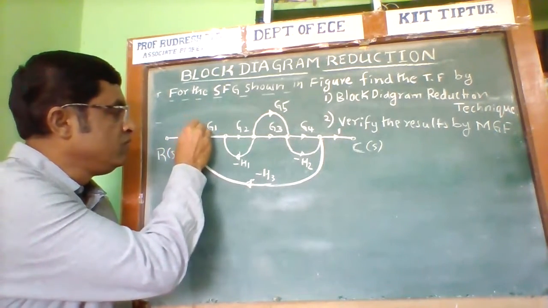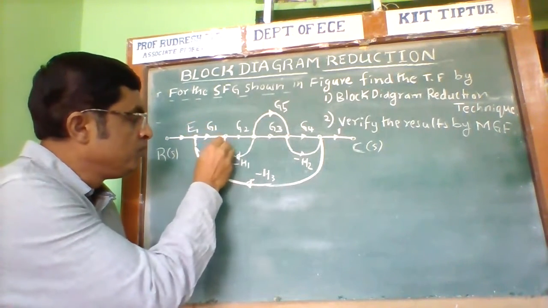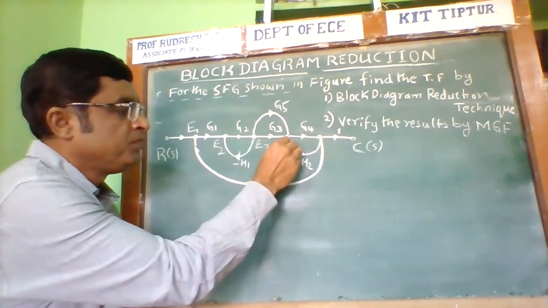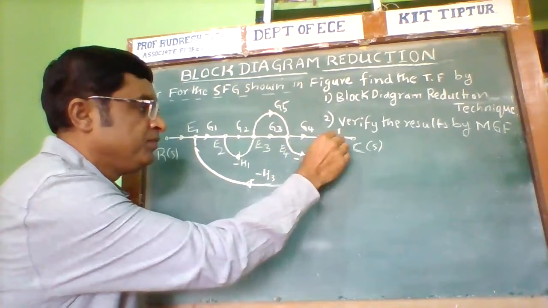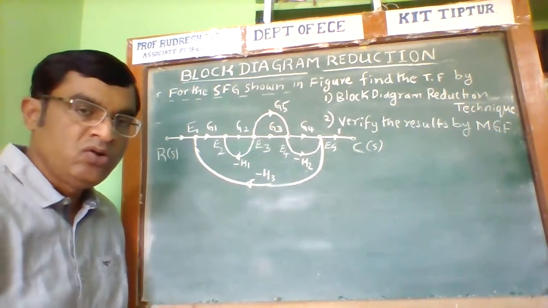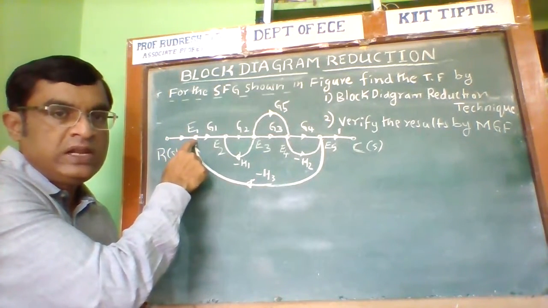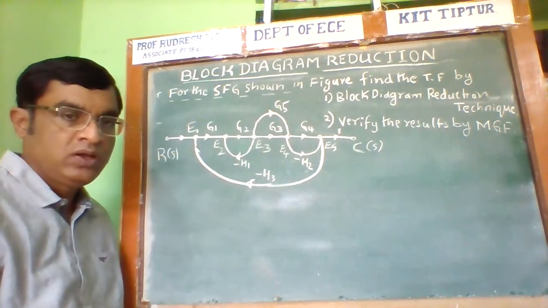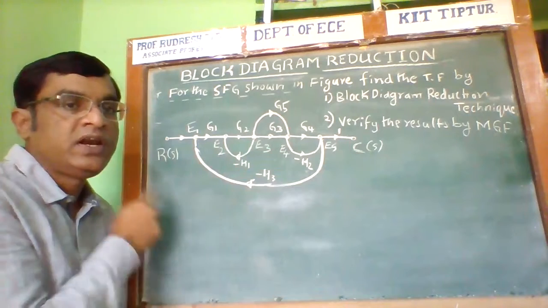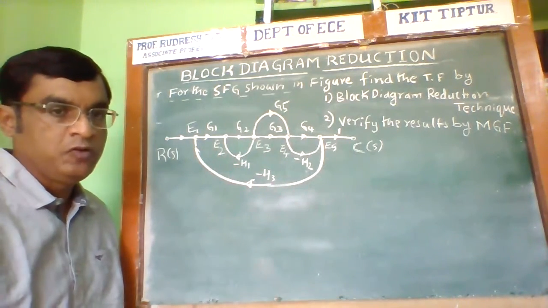Here, the first step is to name the nodes as E1, E2, E3, E4, E5. The signal flow graph is given. First step is to name the nodes and write the signals at these particular nodes. Now we need to write the equations. We need to generate some algebraic equations, and then those algebraic equations construct the signal flow graph.